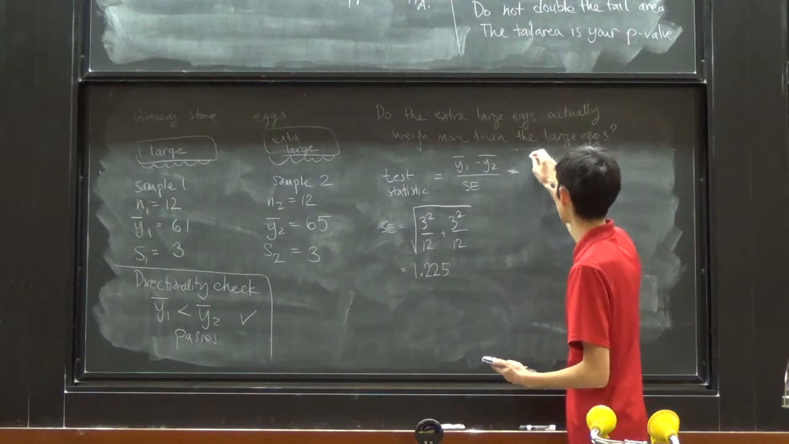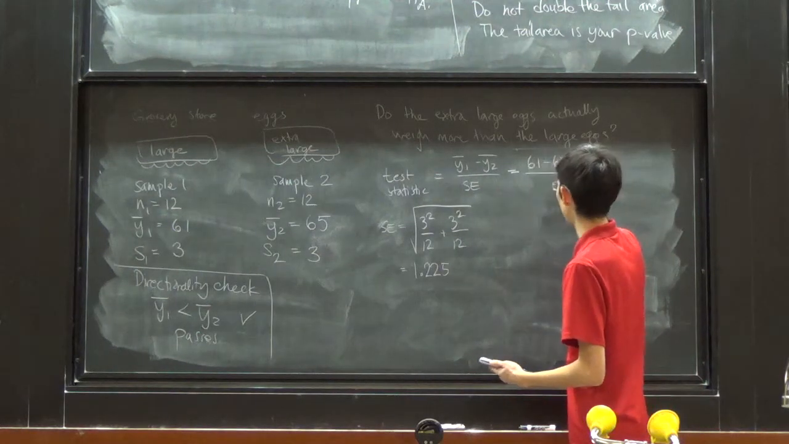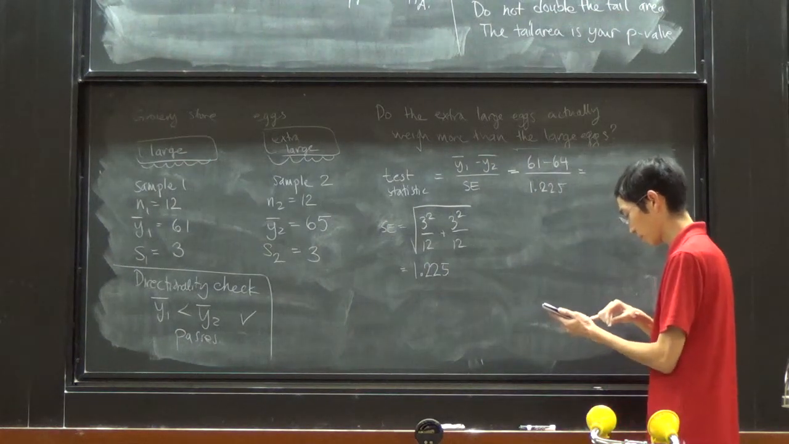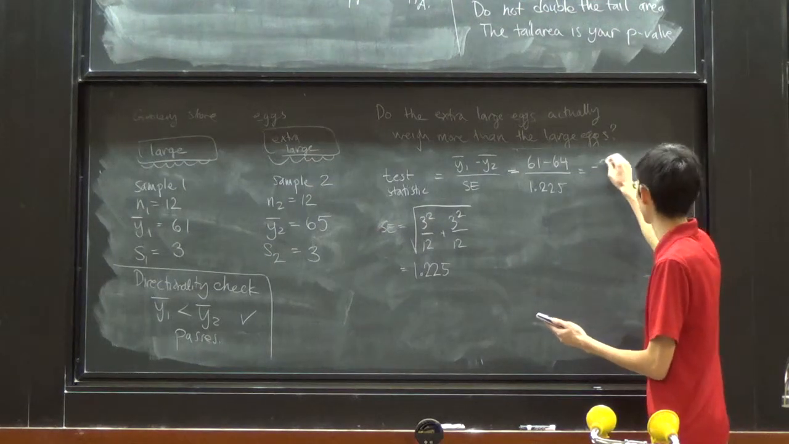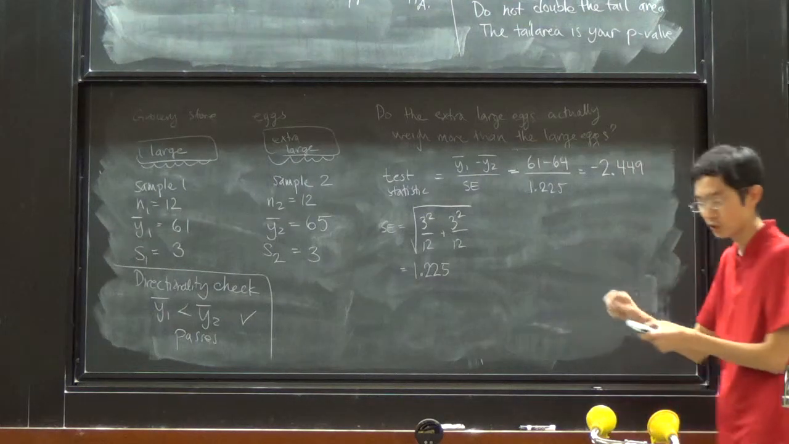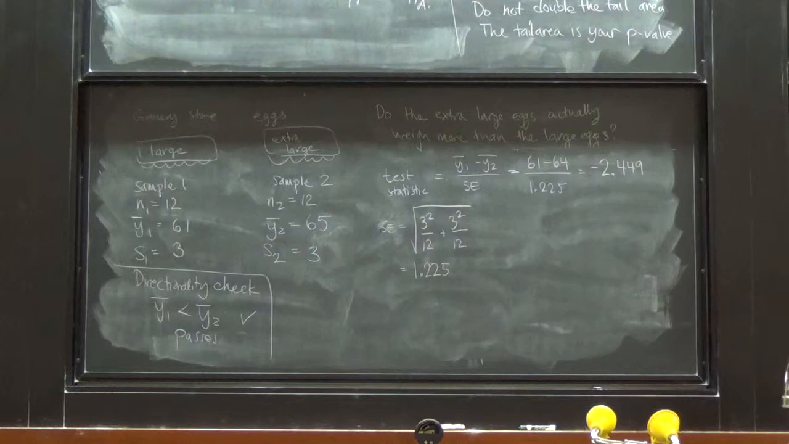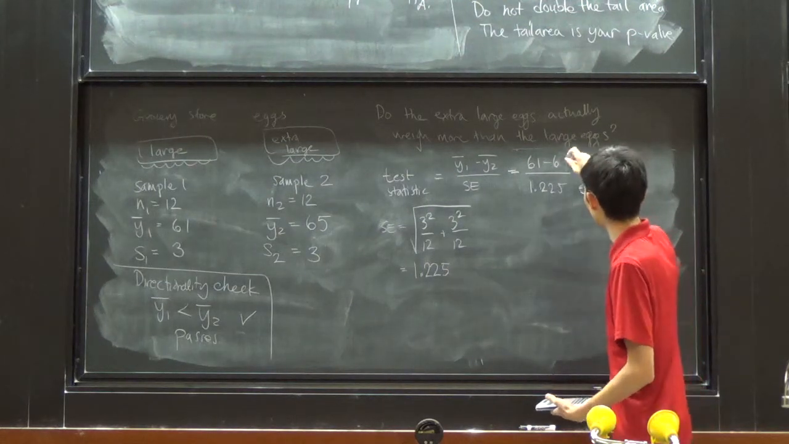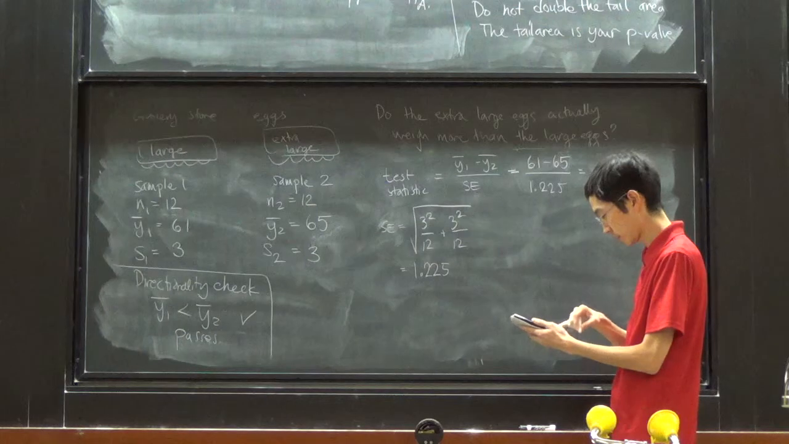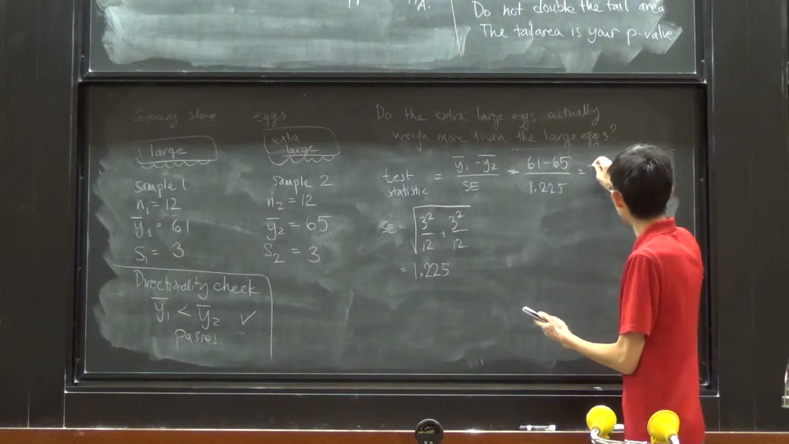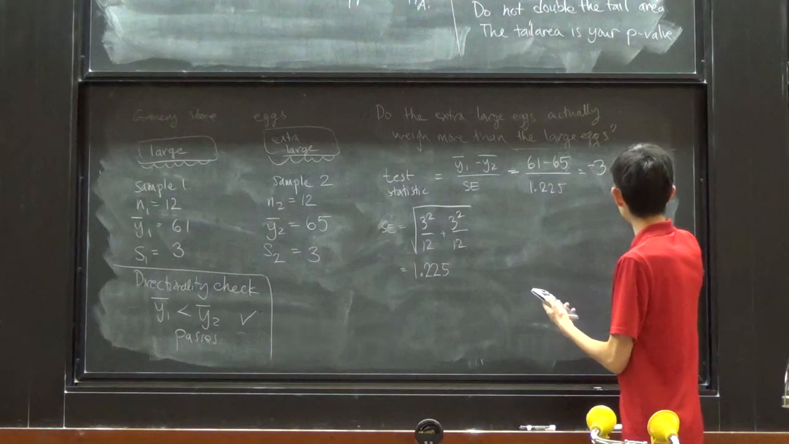So my test statistic is 61 minus 64 divided by 1.225. So I get negative 2.449, or negative 2.45. 61 minus 65. Oh, I'm sorry. I messed that up. Okay, my test statistic is even greater. Sorry. I get negative 3.265.